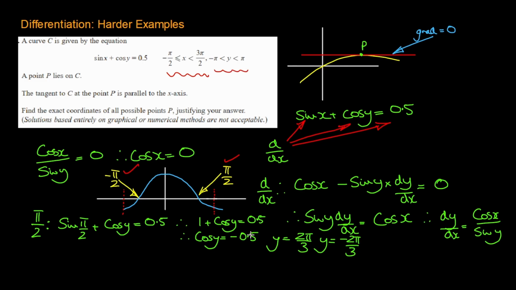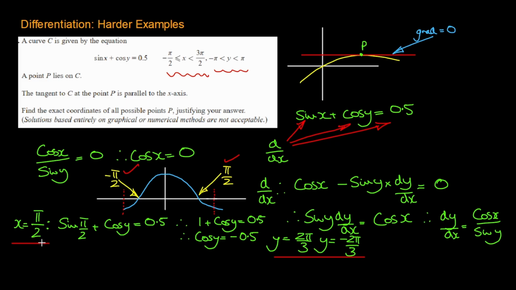Yes, they are. The next ones, which would be 4 pi by 3 and negative 4 pi by 3, are not. They would be outside our y range. So we've got two perfectly good solutions. When x is equal to pi by 2, y can either be 2 pi by 3 or negative 2 pi by 3.